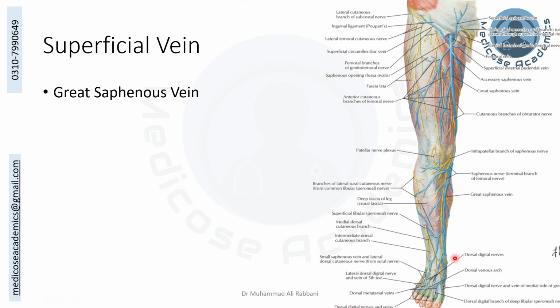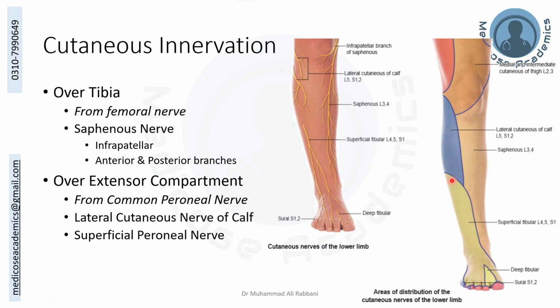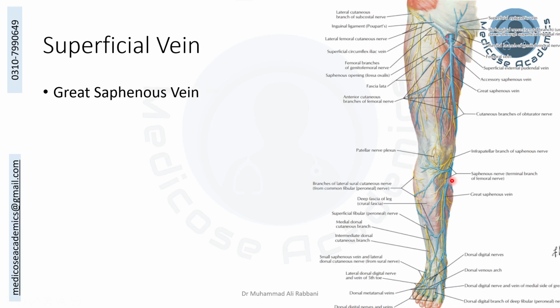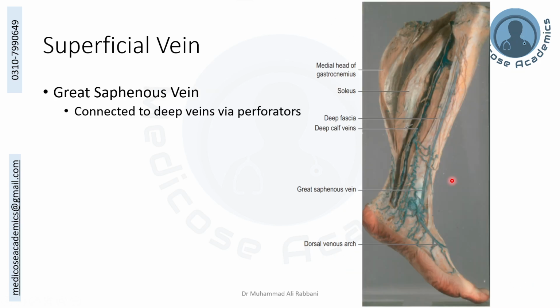In the leg it is running on the medial aspect, and it has perforators that connect the superficial vein as shown in the picture right here. This is the superficial great saphenous vein, and here are the perforators that connect with the deep veins. There are many perforators. I'm not going into much detail right now, but there are connections that connect the superficial vein to the deep vein.